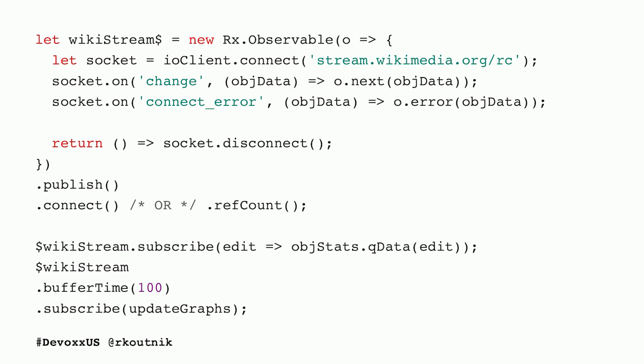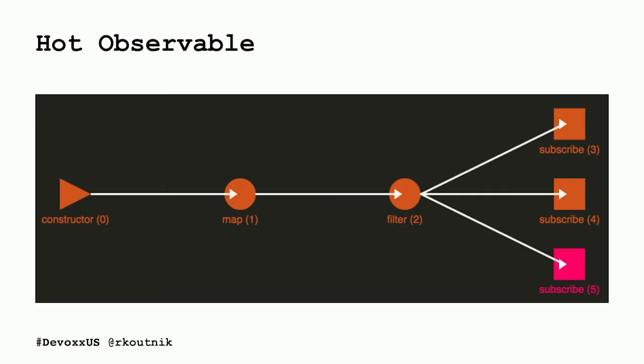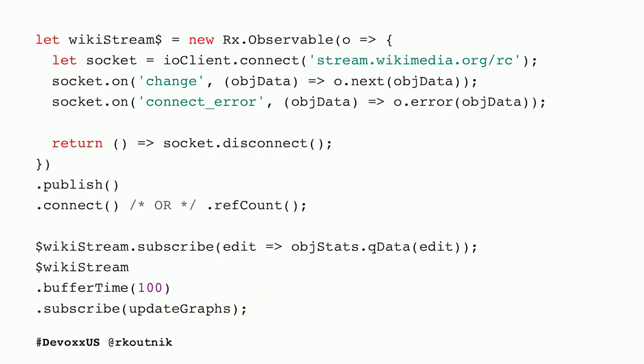Guess how I figured this out? And then I learned what hot observables were. And we have publish. And publish is what takes an observable and makes that split. So publish is making this split right here. And then once we've published, we have two options for how to deal with the original subscription.